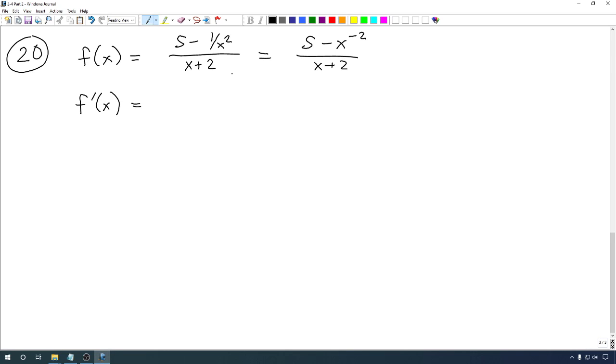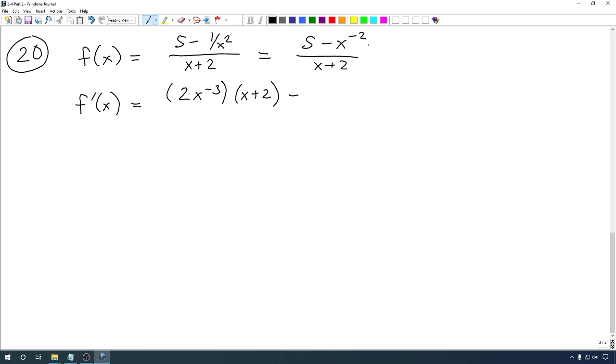So the derivative of this, we have the derivative of the top. Well, derivative of 5 is 0. Derivative of negative x to the negative 2, we need to bring down that negative 2, combine with the negative that's already there. So we have a negative times negative 2, which is a positive 2. But now when we reduce the power by 1, the negative 2 becomes a negative 3. We're going to multiply that by what's on the bottom, x plus 2.